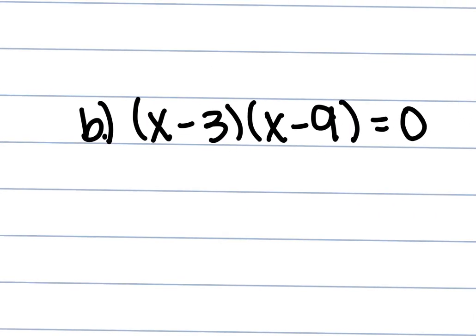All right, let's try another one. x minus 3 times x minus 9 equals 0. So x minus 3 is one term. What's the other one? x minus 9. So we have the product of two polynomials equals 0. Therefore, set them each equal to 0. So we're going to get x minus 3 equals 0. And what's the other one? x minus 9 equals 0.